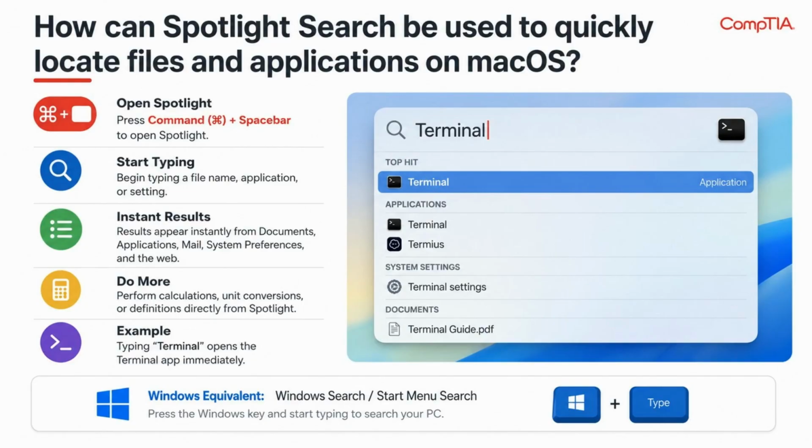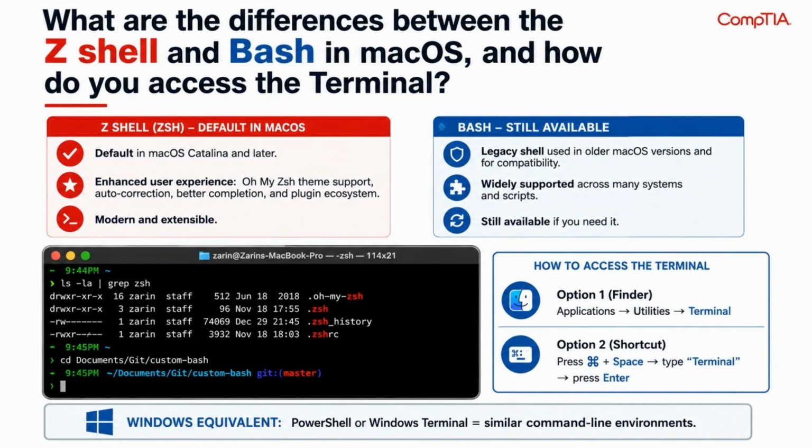Results appear instantly from Documents, Applications, Mail, System Preferences, and the web. You can even do calculations, unit conversions, or look up definitions directly. Typing Terminal, for example, opens the Terminal app immediately. The Windows equivalent is Windows Search, opened with the Windows key.